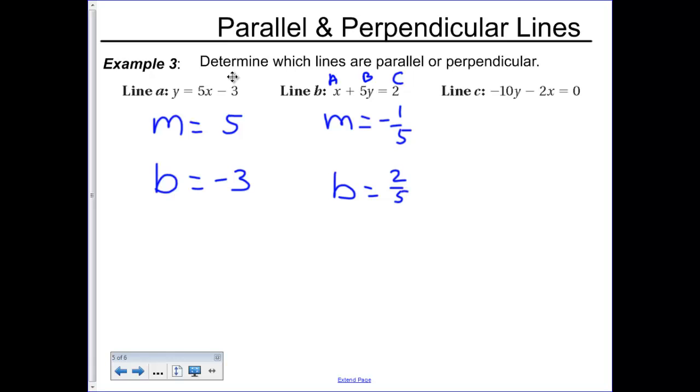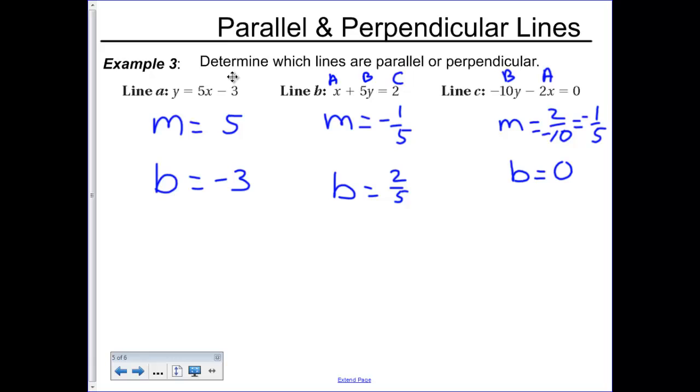Same thing over here. My slope is going to be the opposite of a over b, so the opposite of negative 2 is 2, over negative 10, which I can simplify to be negative 1/5. And my y-intercept, that should be a b value, my y-intercept is going to be 0.